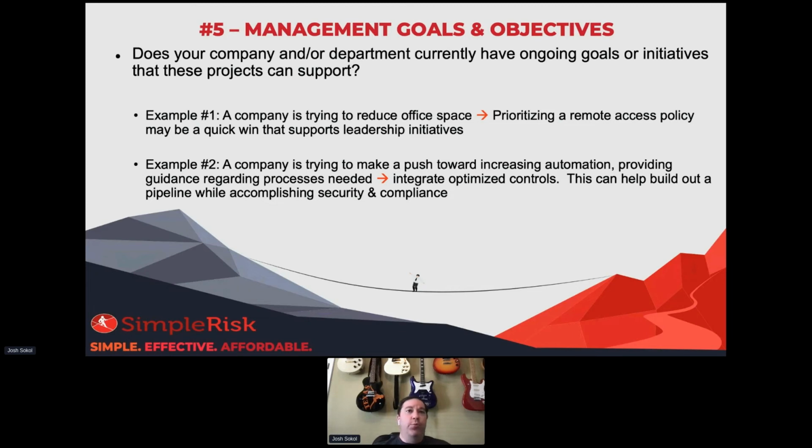And this may be a quick win that actually supports leadership's initiatives, right? Because they said, hey, we're going to try and reduce office space. You go, great. Here are the things that security can do to help you with this initiative.